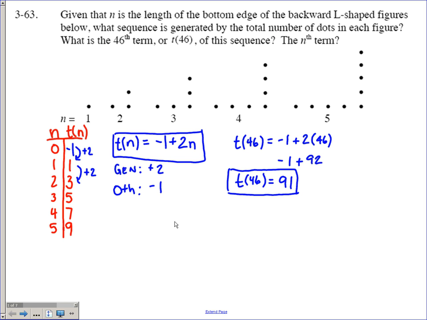This is not the only way to recognize this sequence. There are other ways to do it. If you see another way and you come up with the same answer and information, that is fine. If you have questions, please make sure you ask your teacher. I hope this helped you out with this problem. This is problem 3-63.